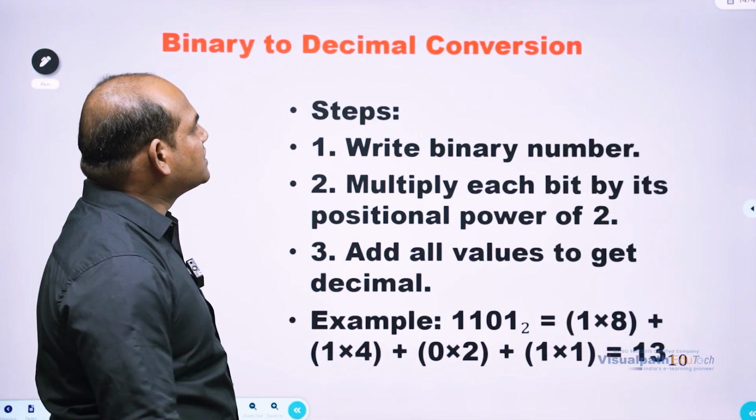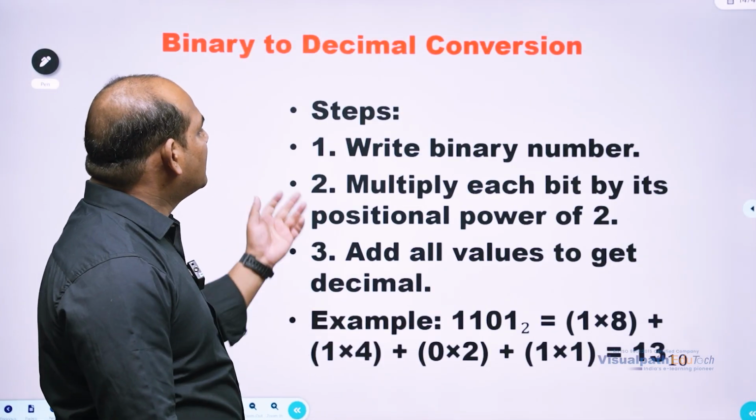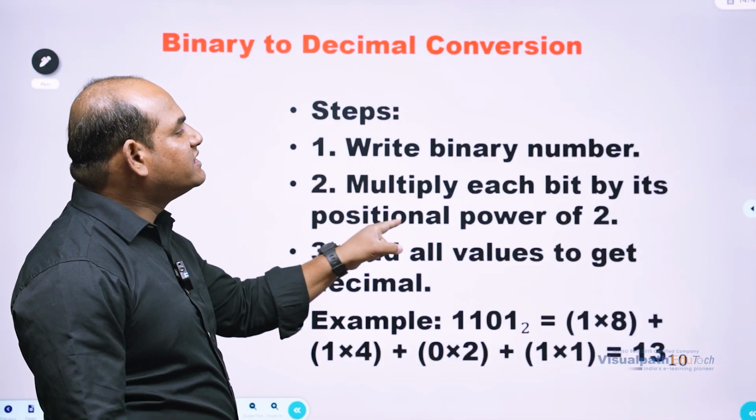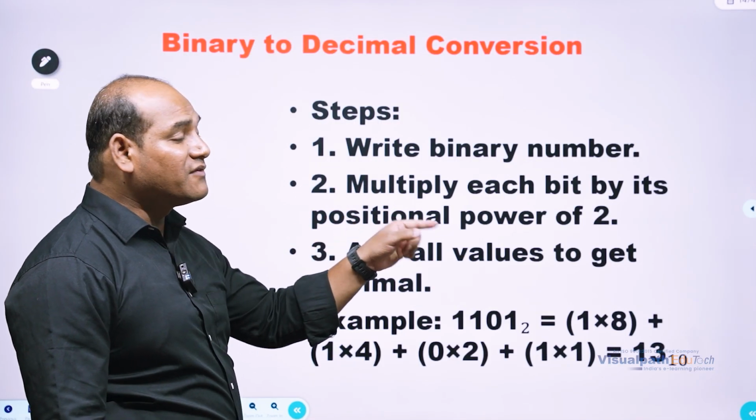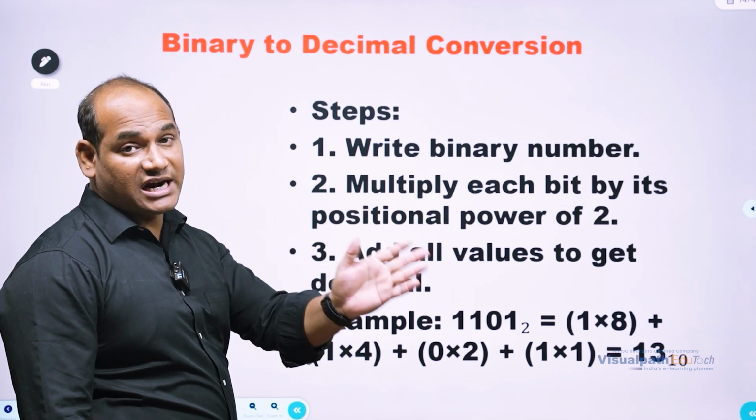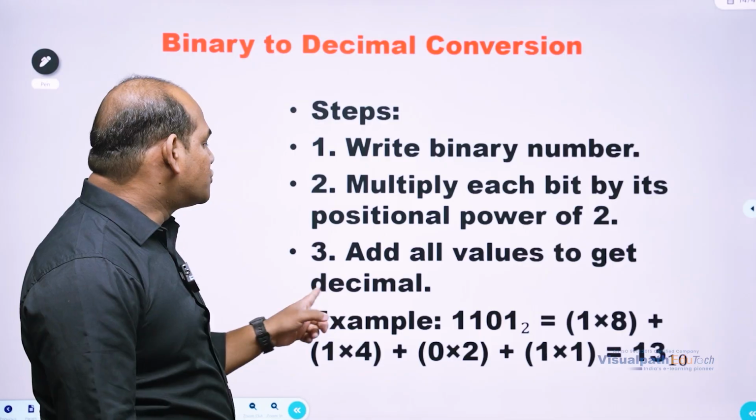Now you see binary to decimal conversion, which we have just done. You can also see the steps very carefully. Write the binary number, multiply each bit with its positional power of 2: 2 power 0, 2 power 1, 2 power 2, like that, starting from the right side. Add all the values to get the decimal.